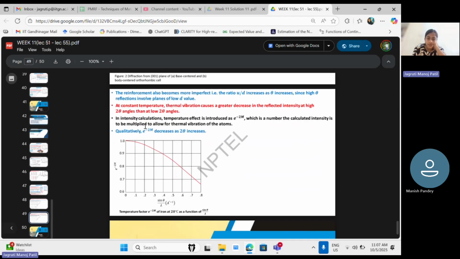This factor also: your temperature is introduced as e raised to negative 2M, which is the calculated intensity multiplied as the thermal vibration of atoms increases. Qualitatively, this particular term will decrease as your 2 theta increases. Why so? Because if you have cos theta plus i sine 2 theta, then as your angle increases, your terms reduce in order, so the number decreases. Hence qualitatively your magnitude will also decrease in that case.